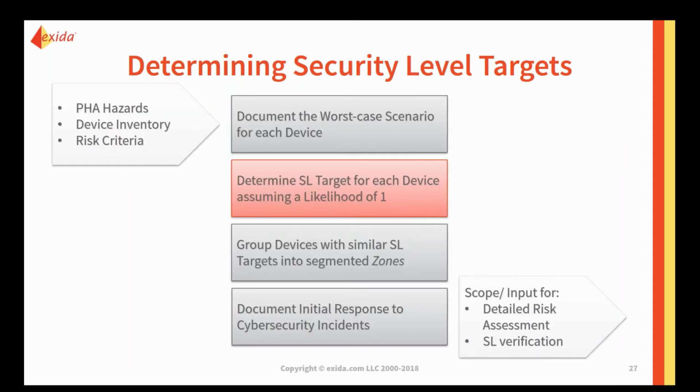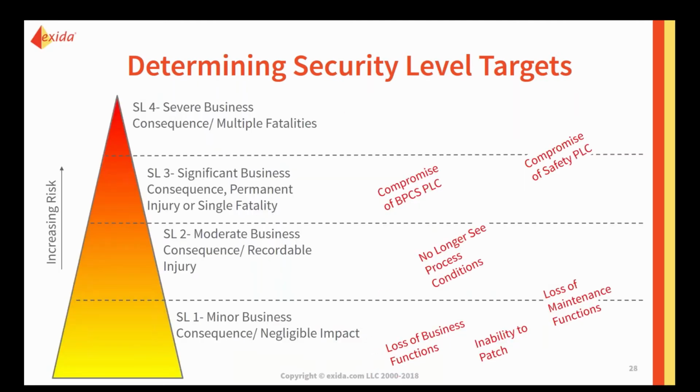The next step is to determine the security level target for each device, assuming a likelihood of 1. In our last example, we went through and ranked how severe each of the consequences would be, and this again is compliant with our risk criteria. Security level 1 would be minor business consequence, security level 2 would be more moderate business consequence or recordable injury, security level 3 gets into a significant business consequence with the potential for permanent injury or a single fatality, and security level 4 is going to lead to a severe business consequence and the potential for multiple fatalities.